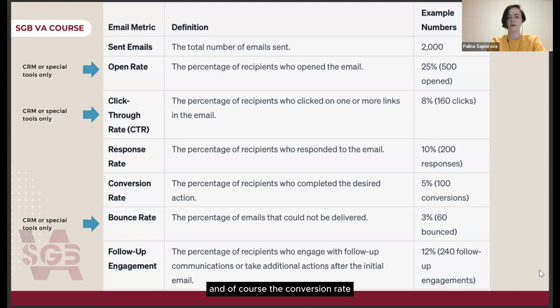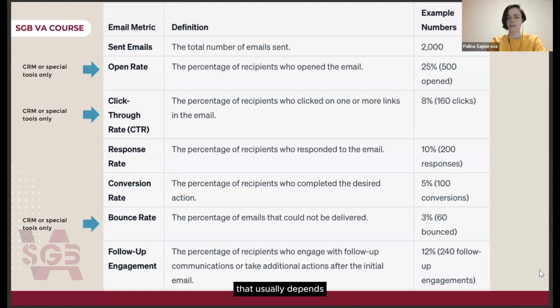And of course, the conversion rate is the number of answers that were converted into some action, like, for example, the number of people you have set up a meeting with. Usually that means conversion when there is some action and you have a meeting, probably not with you, but with the sales team, or you have sold a product or a service.